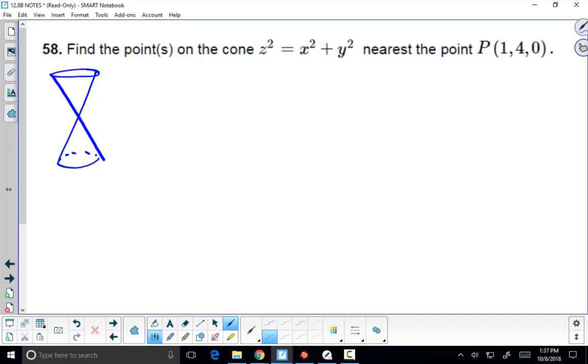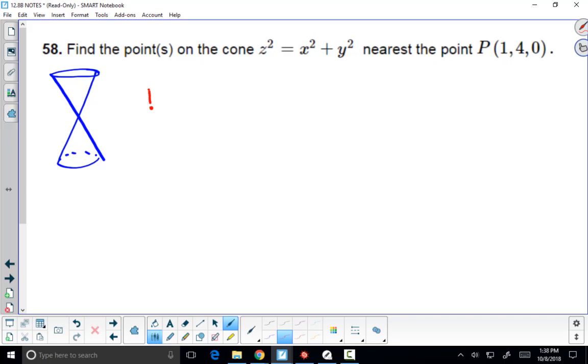So we have a point that's not on the cone. Double check, because if it was on the cone, what would the distance be? 0. So we want to find the points on the cone nearest this point. So double check that it's not on the cone. 1 plus, yeah, that doesn't match. Okay, so it's definitely not on the cone. So we've got some point not on the cone, and we want to figure out the point or points on the cone that are closest to that red point.